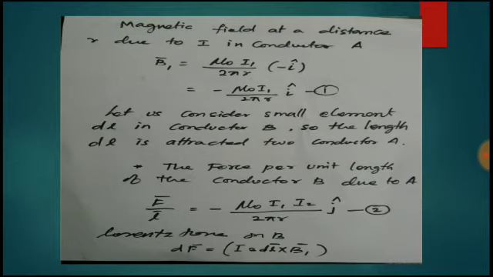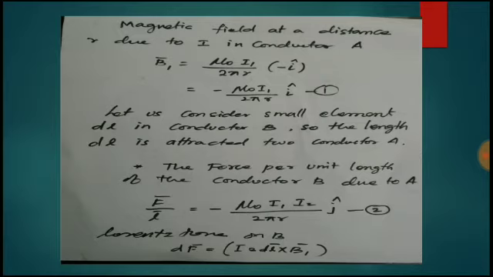Therefore, if the conductor A experiences a force, that force acts per unit length of the conductor B due to conductor A, that is the first conductor. Therefore, the force by L is equal to minus mu naught I1 I2 divided by 2 pi r into J cap, because the force is due to the I1 current.